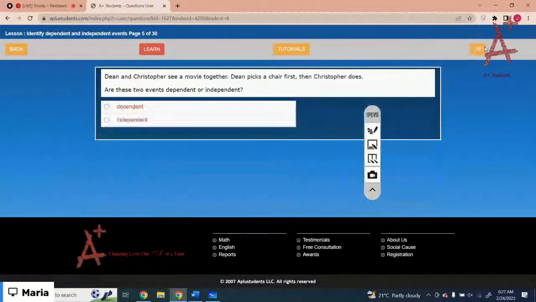Dean and Chris see a movie together. Dean picks a chair first, then Christopher does. Are these two events dependent or independent? Dean picked the chair first. Now Christopher cannot select the chair Dean selected. Got it? Christopher has one less option than Dean. That means the events are dependent. Got it? Because Christopher cannot select the one that Dean selected. So they are dependent events.